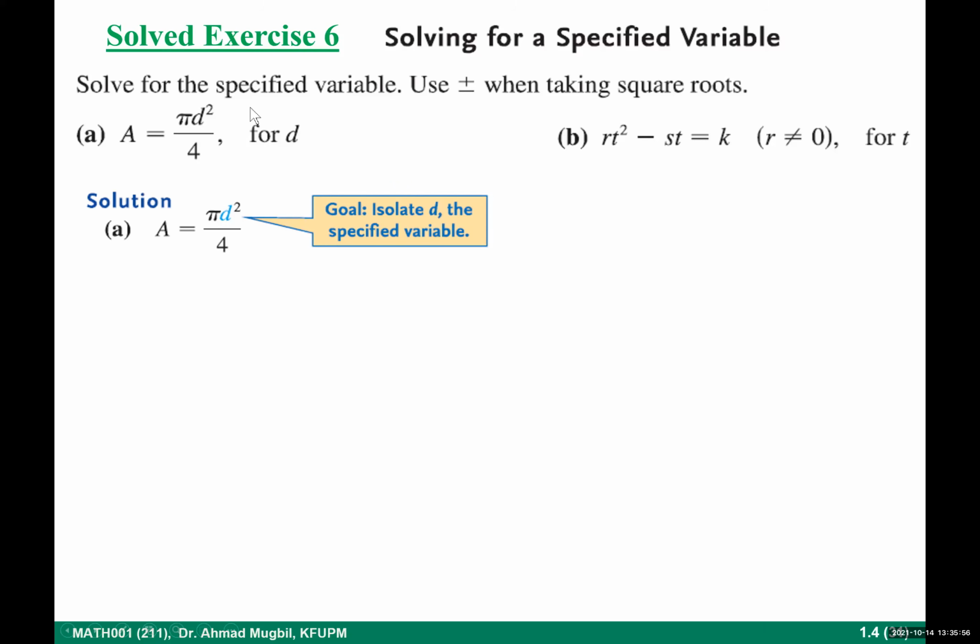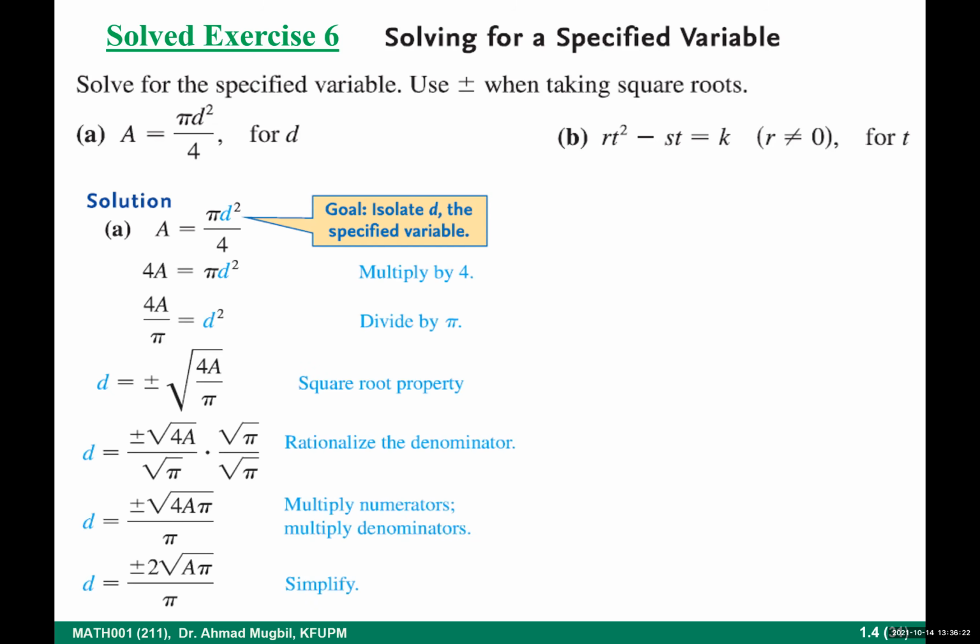For example, this is a solved exercise, and it is an interesting one: how to solve quadratic equations when you have several variables. You need to solve it for one specific variable from these several variables. Look at this one, for example. If you want to solve it for d, d is squared, so it will be quadratic. And it is easy: just multiply both sides by 4, divide, and take the square root, then rationalize. Look at this. Who can help me to solve b? How to solve b for t?